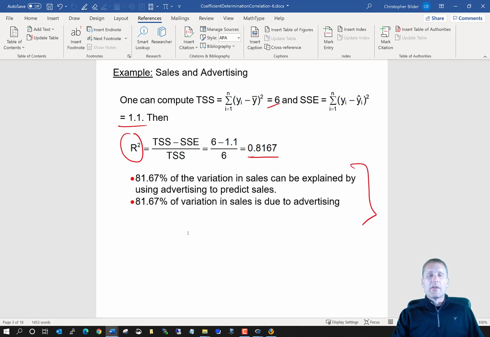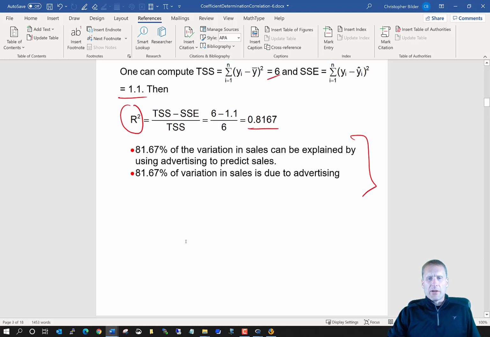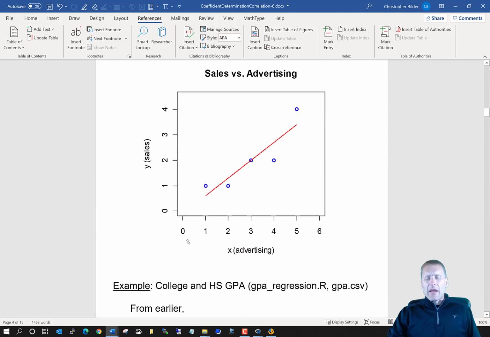In other words, about 82% of the variation in sales can now be explained by using advertising to help predict sales. Or you could also say 82% of the variation in sales is due to advertising. Okay, that seems pretty good. And why did we have such a large value there? Well, take a look at the scatter plot. Look how close those points are to the line.